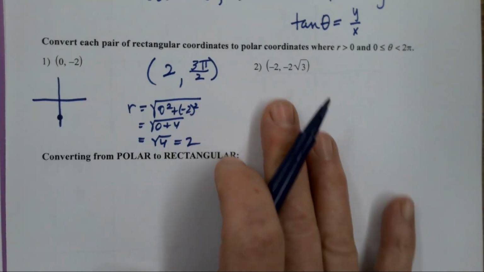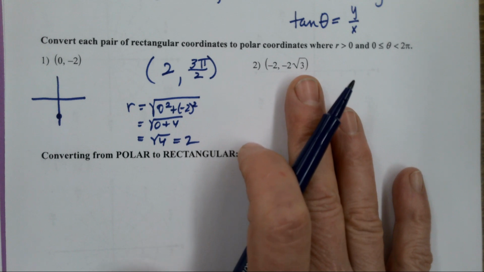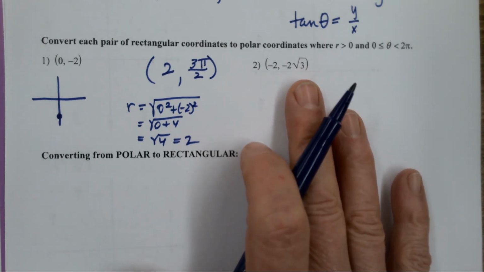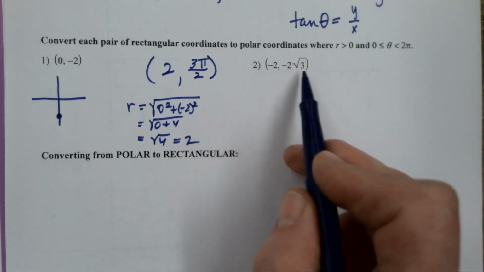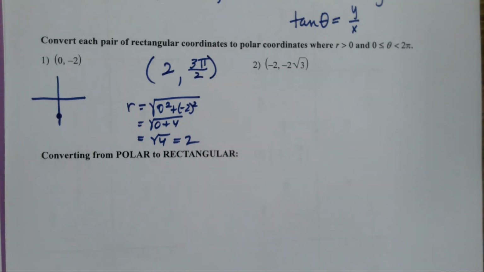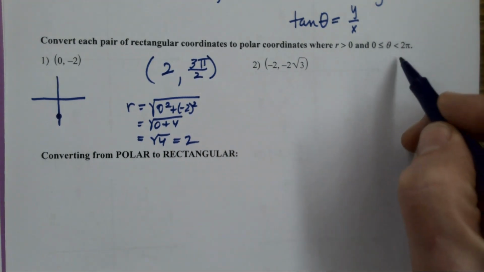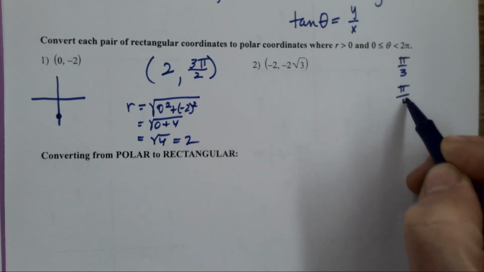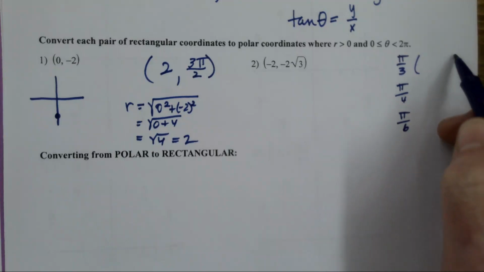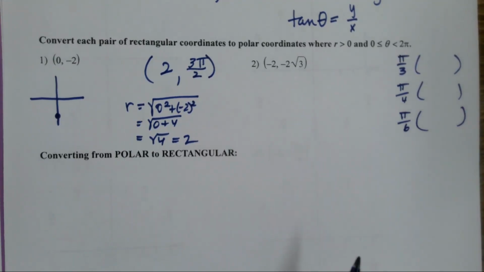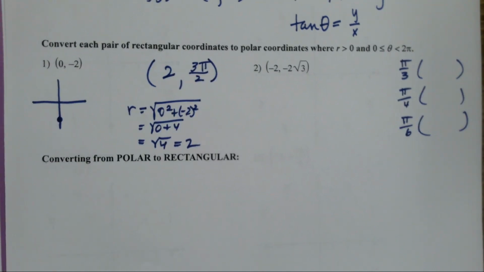When it is not on an axis, that means it's going to be in any one of our families. Pi over 3, pi over 4, pi over 6. And you should be able to tell by looking at the point which family we are associated with right off the bat. Which family are we associated with here? Anybody got something? Pi over 4. Anybody think differently? Agree?